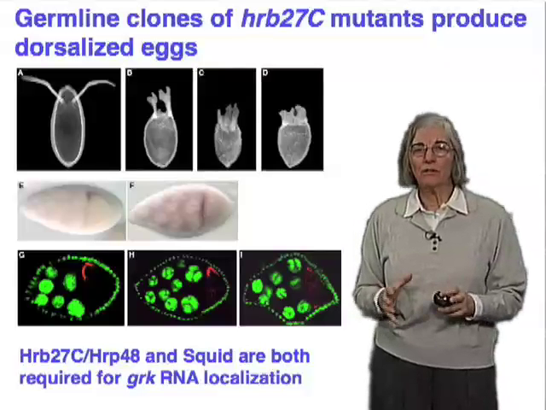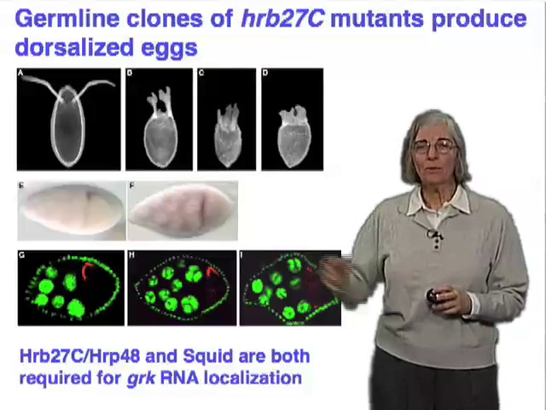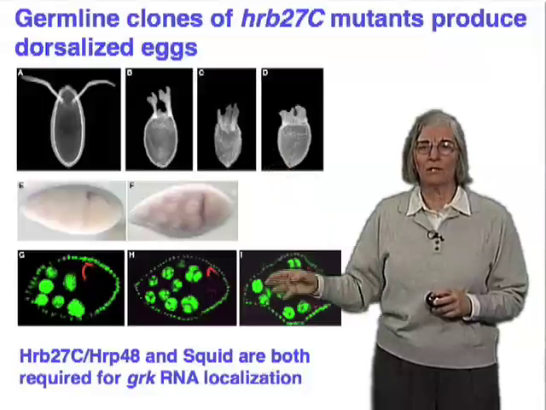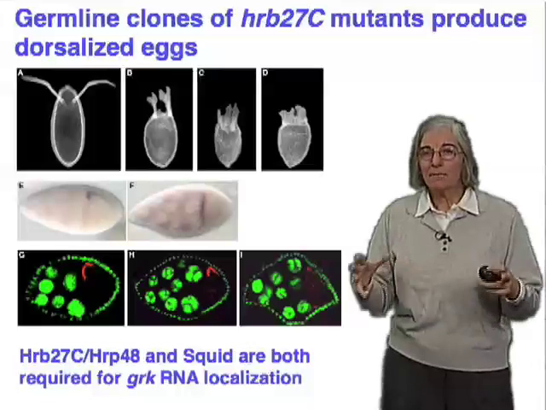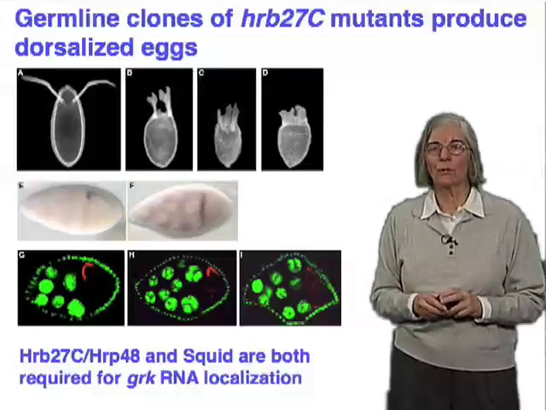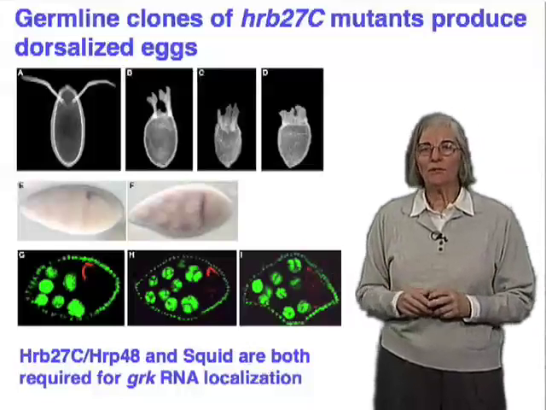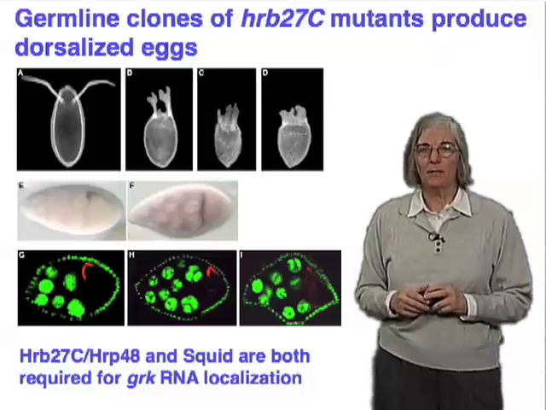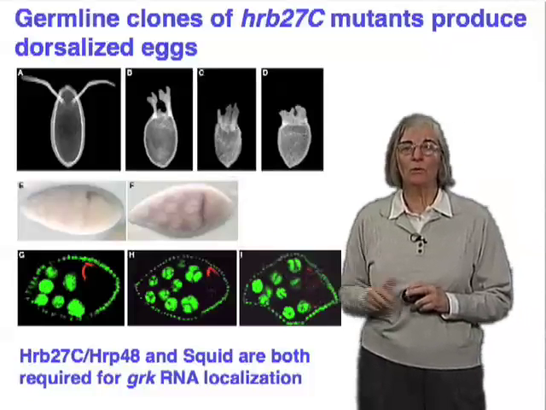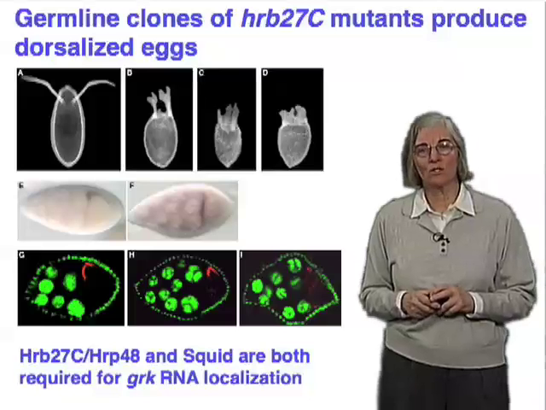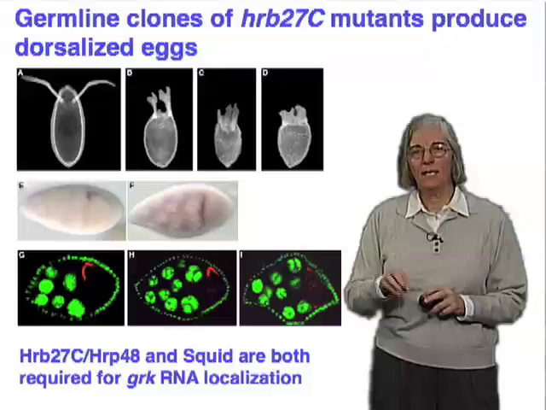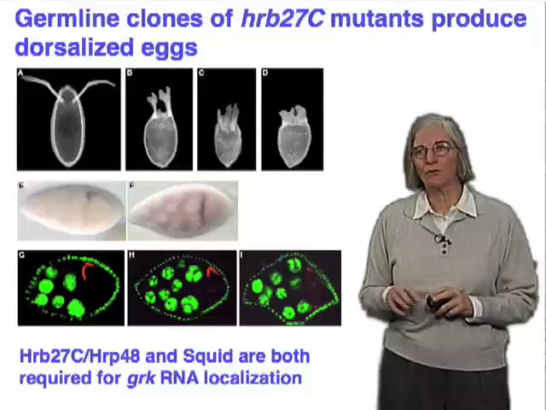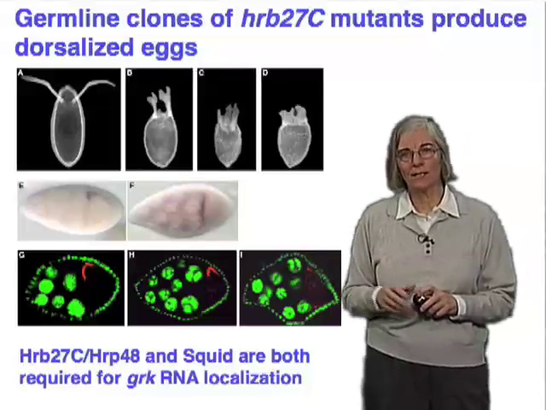HRB27C has a number of other phenotypes. You can see these eggs are smaller. We also see abnormalities in the nerve cells. So this gene has multiple functions during oogenesis, but importantly, it does appear to create the same mutant phenotype as mutations in squid, and therefore seems indeed to interact with squid in this particular process of Gurken RNA localization and translational control.